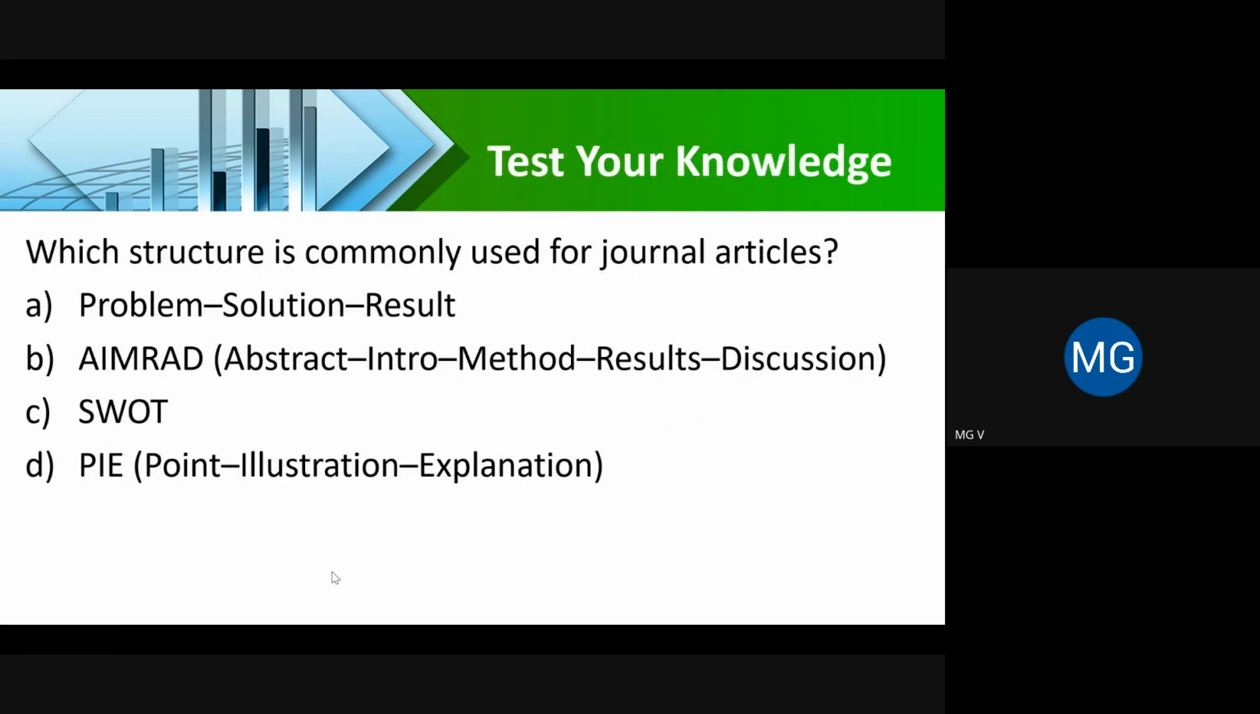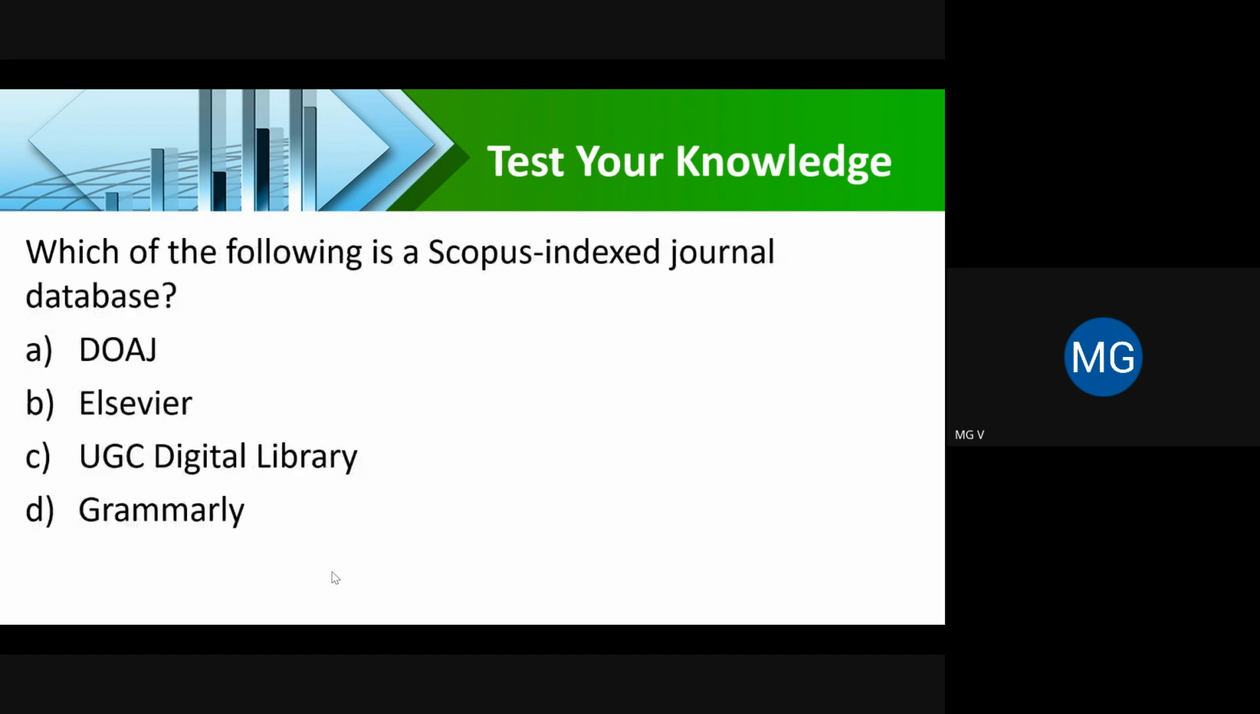So which structure is commonly used for journal articles? It is B. AIM-RAD. Which of the following is a Scopus Index journal database? Elsevier. Right.